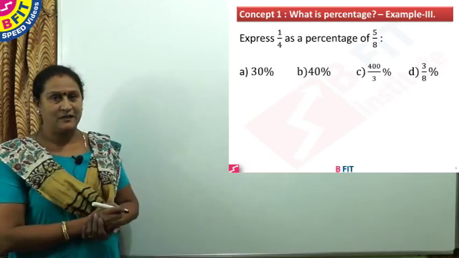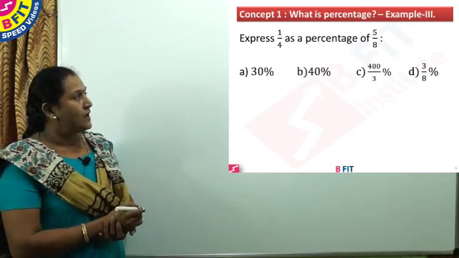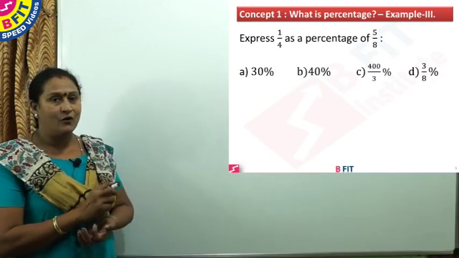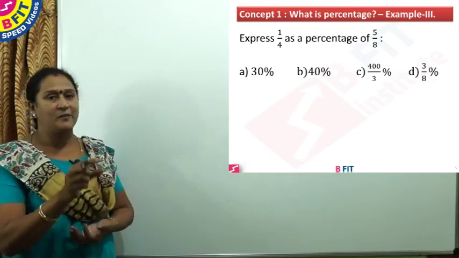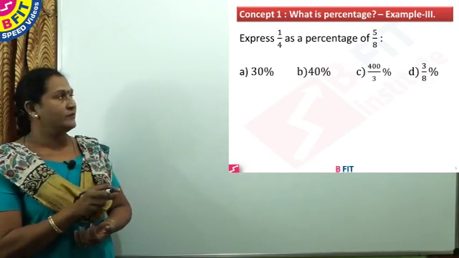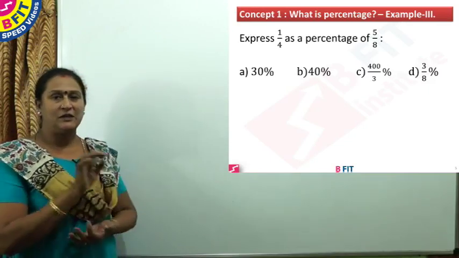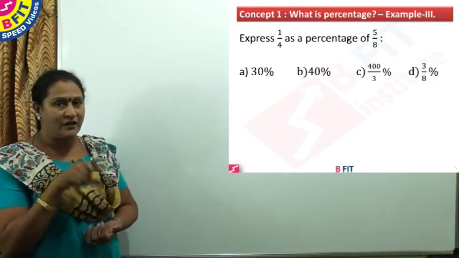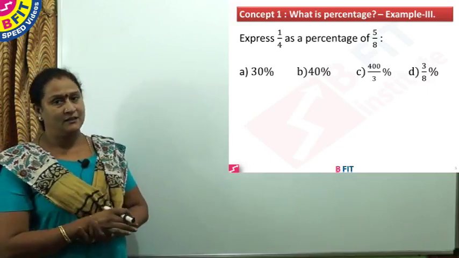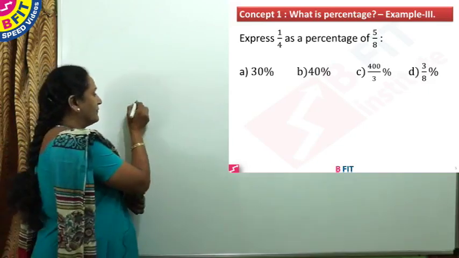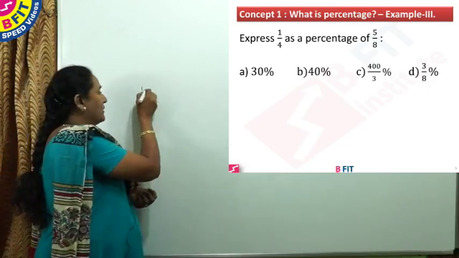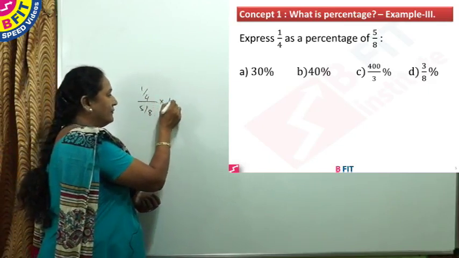The next example is express 1 by 4 as a percentage of 5 by 8. Here 1 by 4 is asked as a percentage of 5 by 8. Which will come in the denominator? The one which comes after of, that is the fraction 5 by 8 will come in the denominator, because based on 5 by 8 we are going to find the percentage of 1 by 4. So 5 by 8 is the base. Write that in the denominator and 1 by 4 in the numerator into 100.